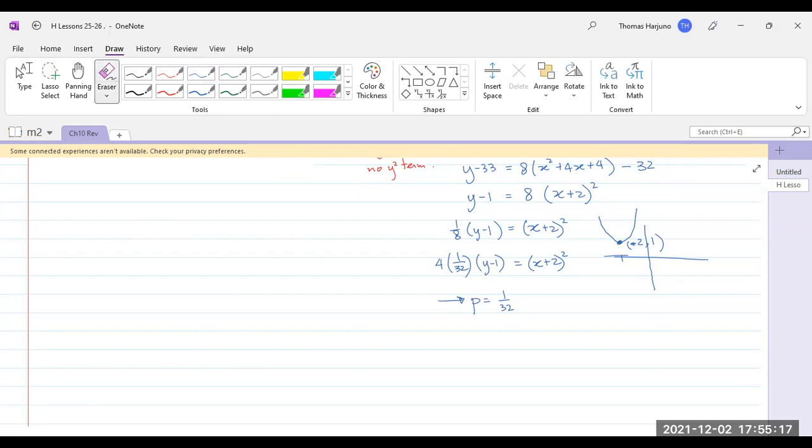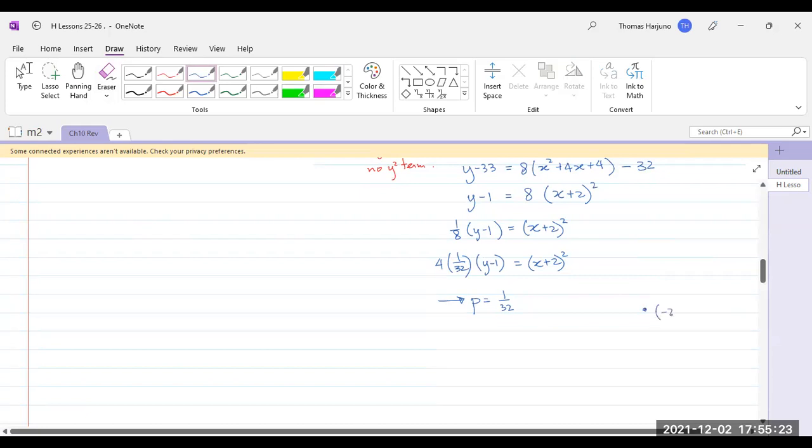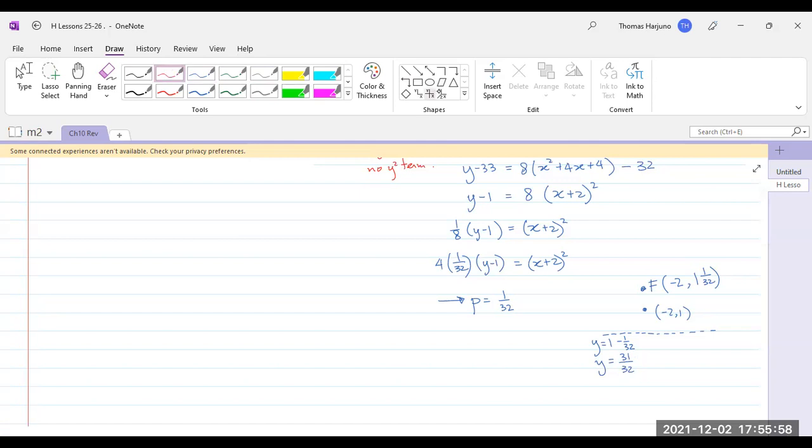So if this is the vertex, which is -2, 1, and it opens up, then the focus will be 1/32 units up, and the directrix will be 1/32 units down. So the directrix is y equals 1 minus 1/32, which is 31/32.